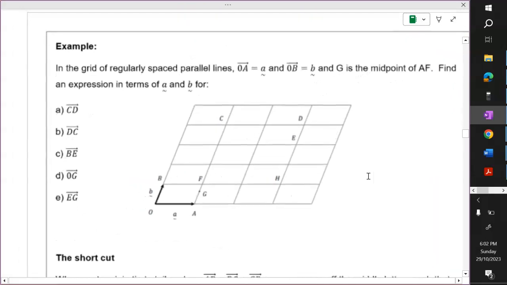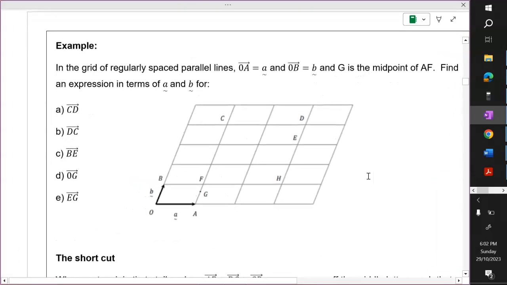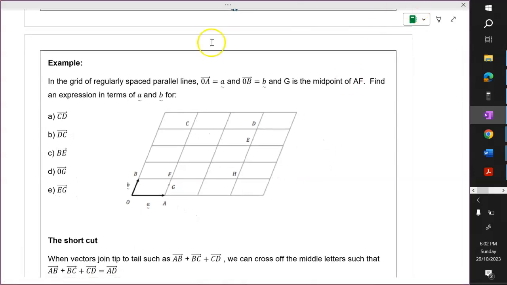Okay, let's have a look back over here. It says, in the grid of regularly spaced parallel lines, we're going to call vector OA A. So note, OA is a vector that starts at the origin. And OB is called B. So we've got 2 names for that. And G over here is the midpoint of AF. Find an expression in terms of A and B for each one of these here.